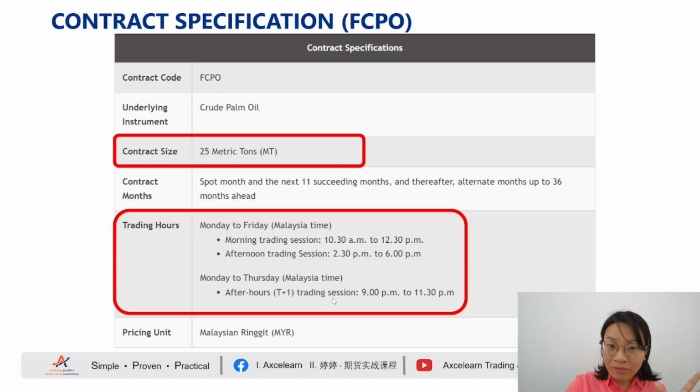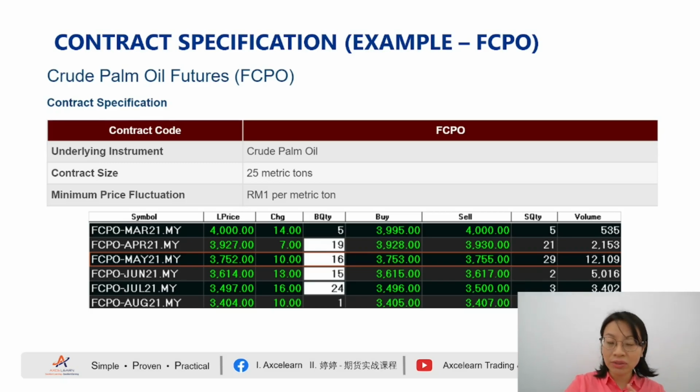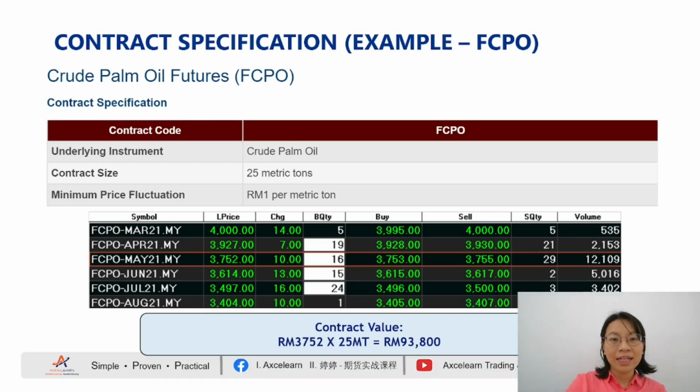Then we have the night market, the night trading session, as well, from 9 p.m. until 11:30 p.m. Now, coming back to the contract size, just for understanding, can you see that this is your contract size, 25 metric tons? So anytime you need to times it with this 25 metric tons. The price quoted is only for 1 metric ton, which is equivalent to 3,000 plus, for example.